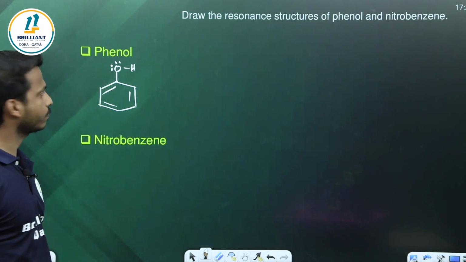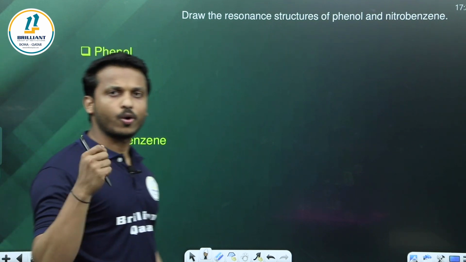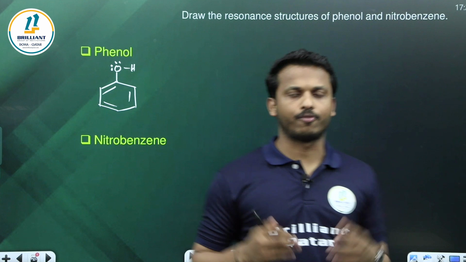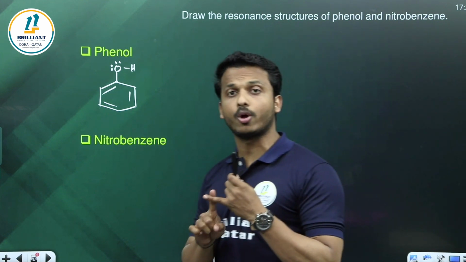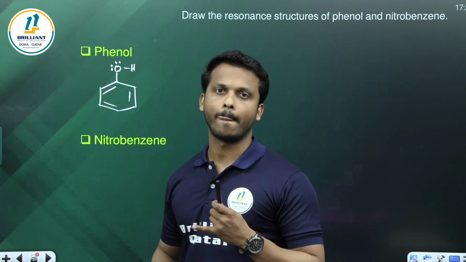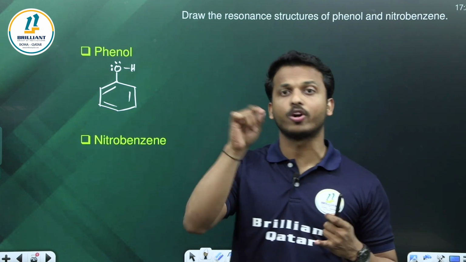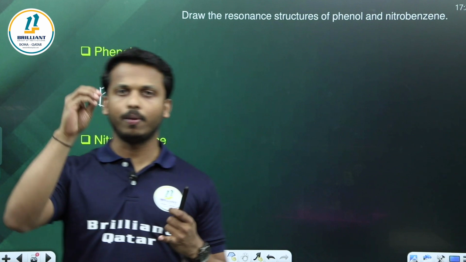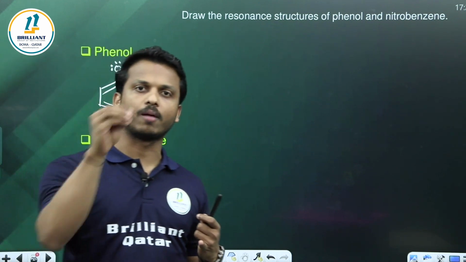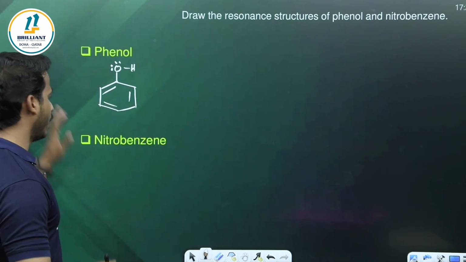This is phenol. Dear all, while drawing resonance, you should know what things you have to be careful about. While drawing resonance, the position of the elements should not change. The number of electrons should not change. Only the pi bonded electrons should move. Maybe a lone pair becomes a pi bond, or a pi bond becomes a lone pair. This is what is happening in resonance.